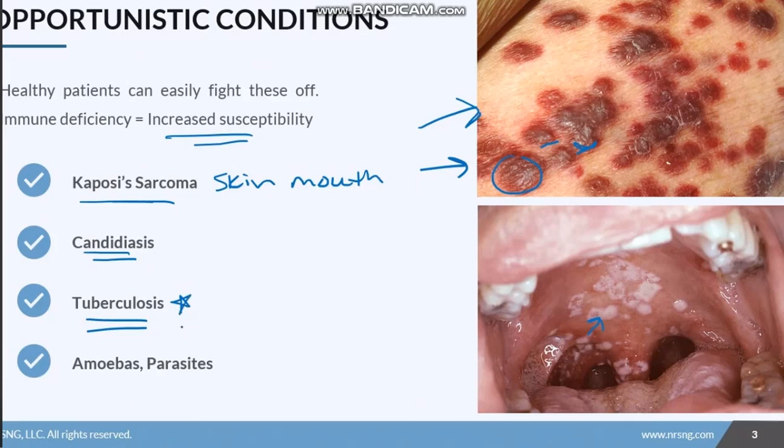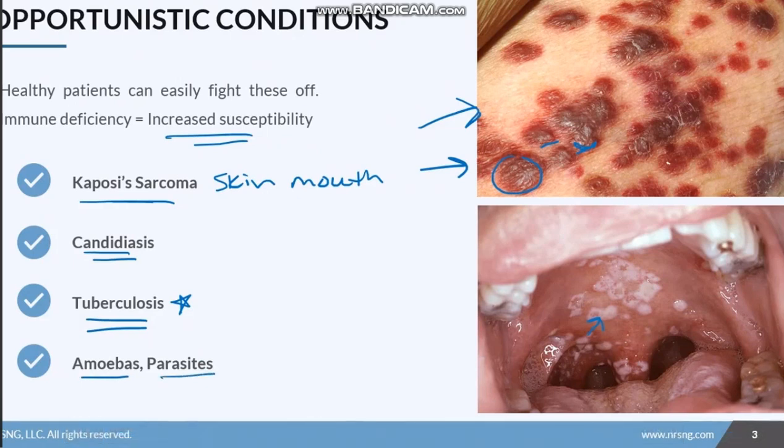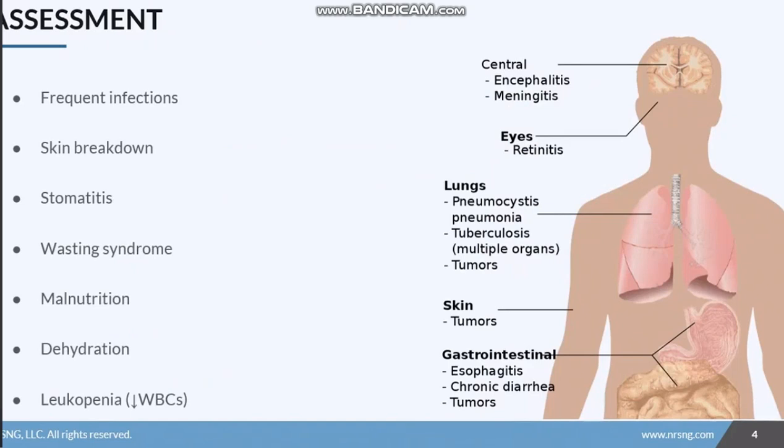Now, there is a tuberculosis lesson in the respiratory course, so please feel free to check that out. And then again, other things they might be at risk for are amoebas, parasites. Things that a normal, healthy patient might be able to fight off are going to be a real struggle for AIDS patients. And this is just going to wreak havoc in their body. So we'll see these frequent infections. We'll see possible skin breakdown and ulcers in the mouth. That's what stomatitis is, ulcerations in the mouth.